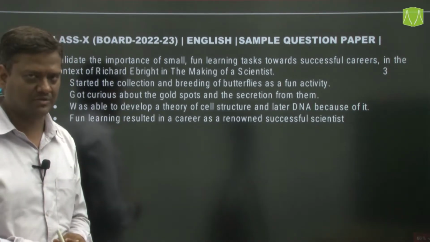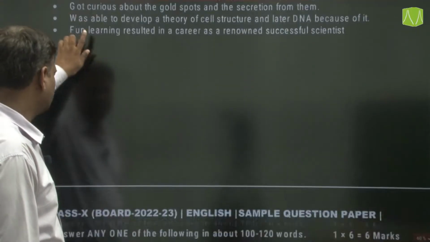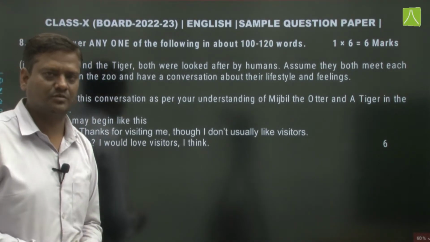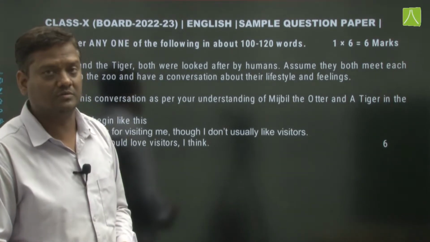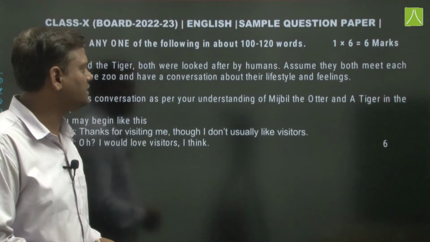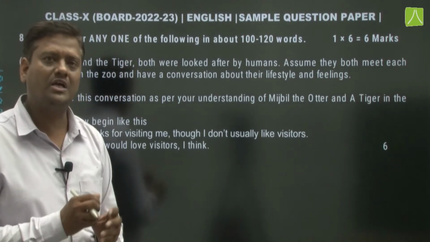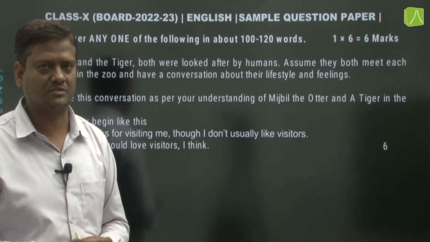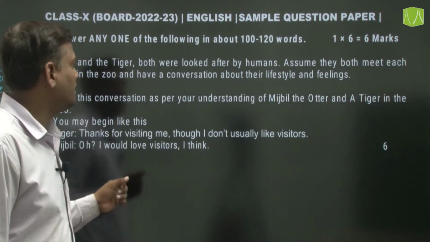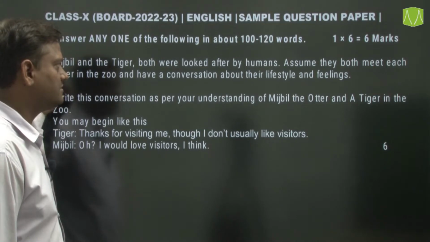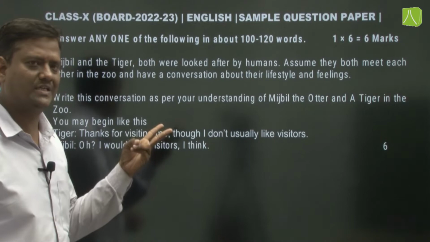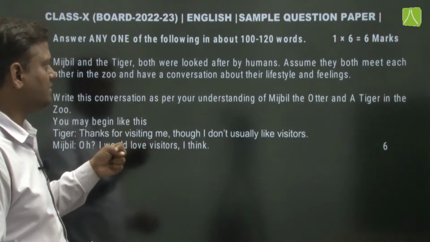Weightage will be of 3 marks. Now we will have two questions, both will be long answer questions to be answered in 100 to 120 words, and the long answer will carry 6 marks. So here we are having question number 8, in which you are having a choice. There will be two questions, you have to answer any one.